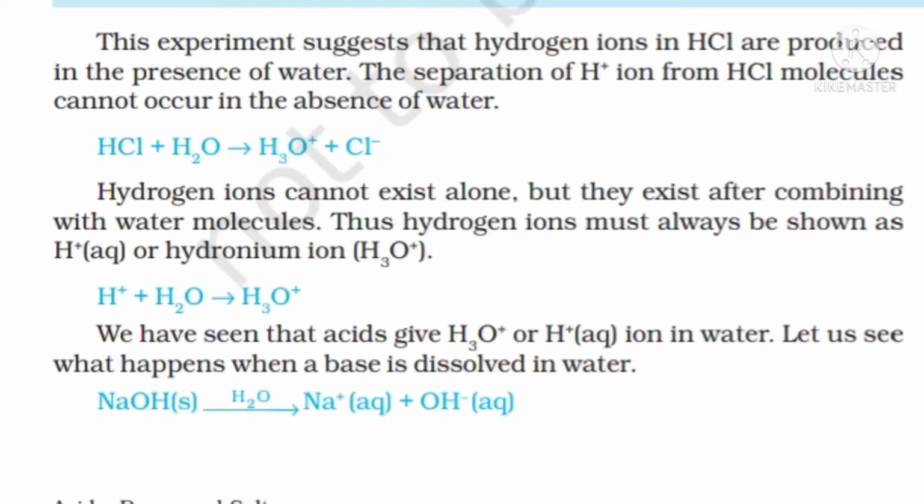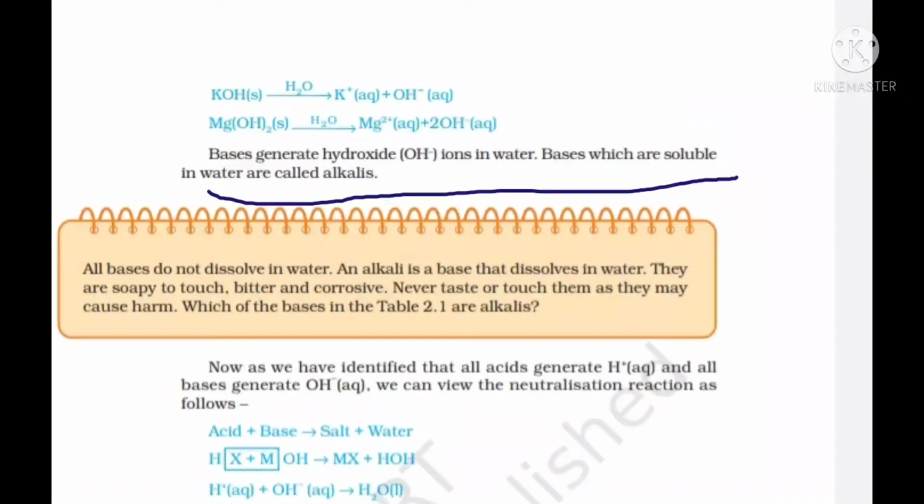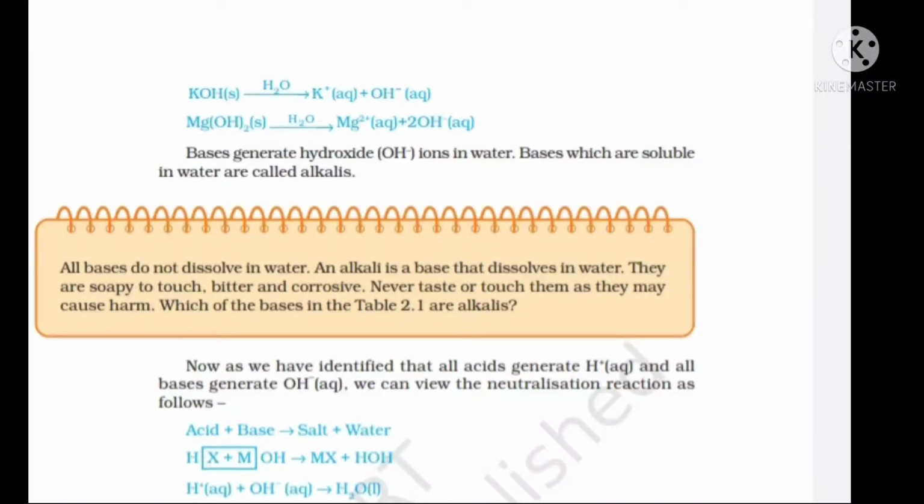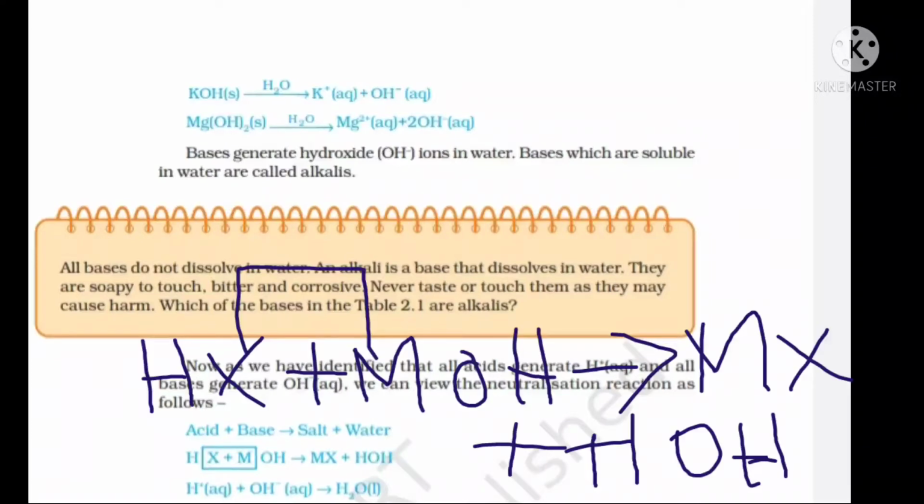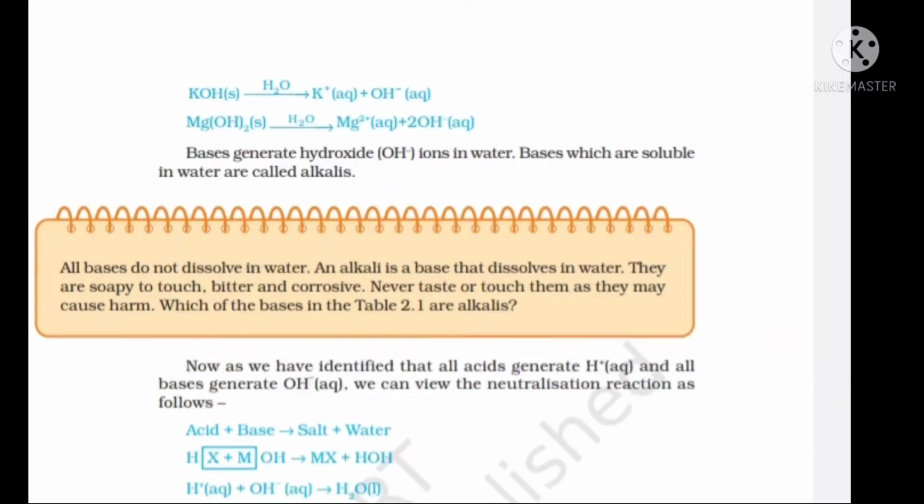We also learned that when base is dissolved in water, it produces OH minus ion. An example is NaOH reacting with water to form sodium ion and hydroxide ion, OH minus. And bases generate hydroxide ion in water. Bases which are soluble in water are called alkali. Now, as we have identified that all acids generate H plus ion and all bases generate OH minus ion, we can view the neutralization reaction as acid plus base gives salt plus water. HX plus MOH gives MX plus HOH. Here, acid reacts with the base to form salt and water. It is a general reaction.